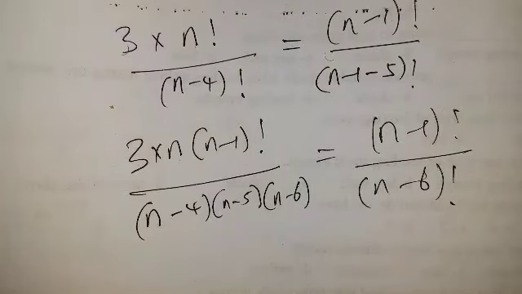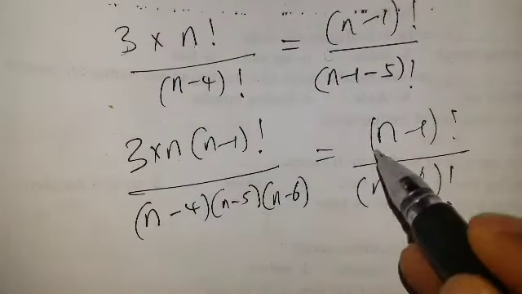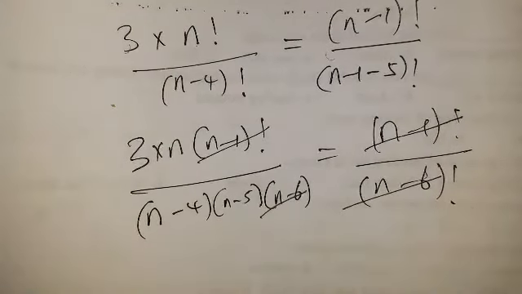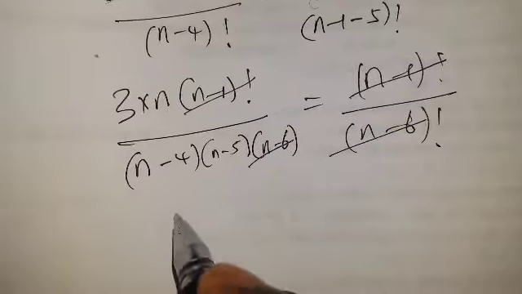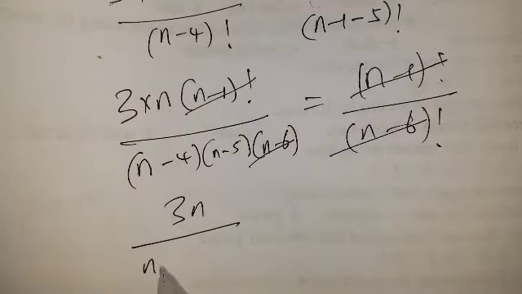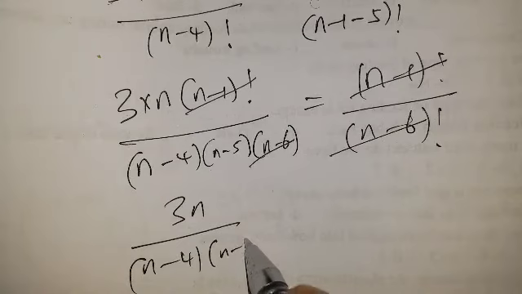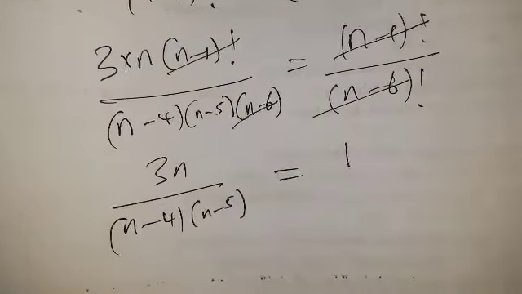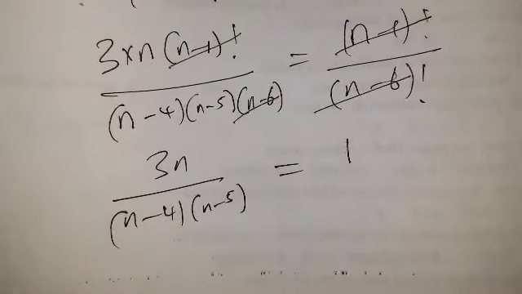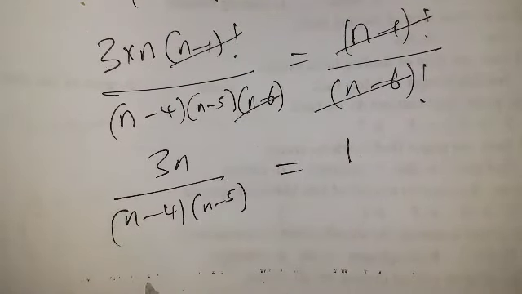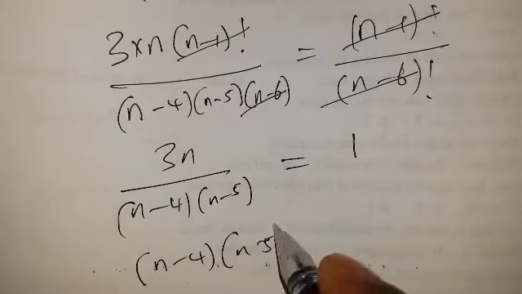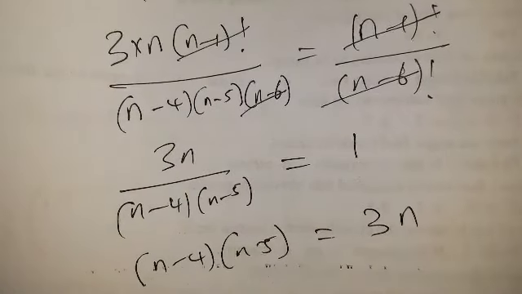So if you have this, this one will cancel this, and this also will go with this. So we have 3n over (n minus 4) into (n minus 5), all the same thing as 1. So from here we have (n minus 4) into (n minus 5), all this equals 3n.